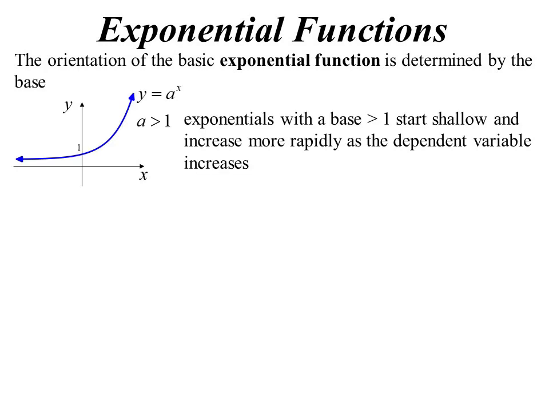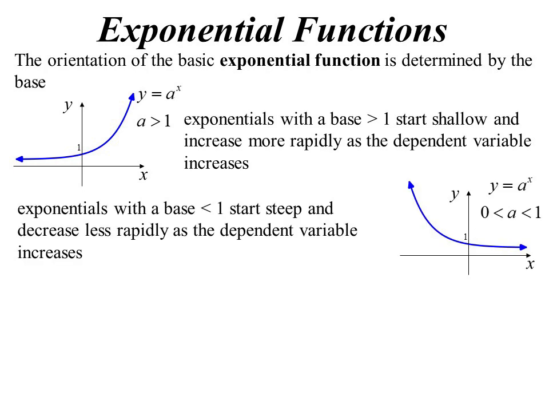Exponentials also have asymptotes. So the orientation is determined by the base. When the base is bigger than 1, it starts shallow and then gets steep very, very quickly. The exponential just takes off, like so. If the base is in between 0 and 1, then it's the flip of that. It does the other thing. It starts steep and then becomes shallow.